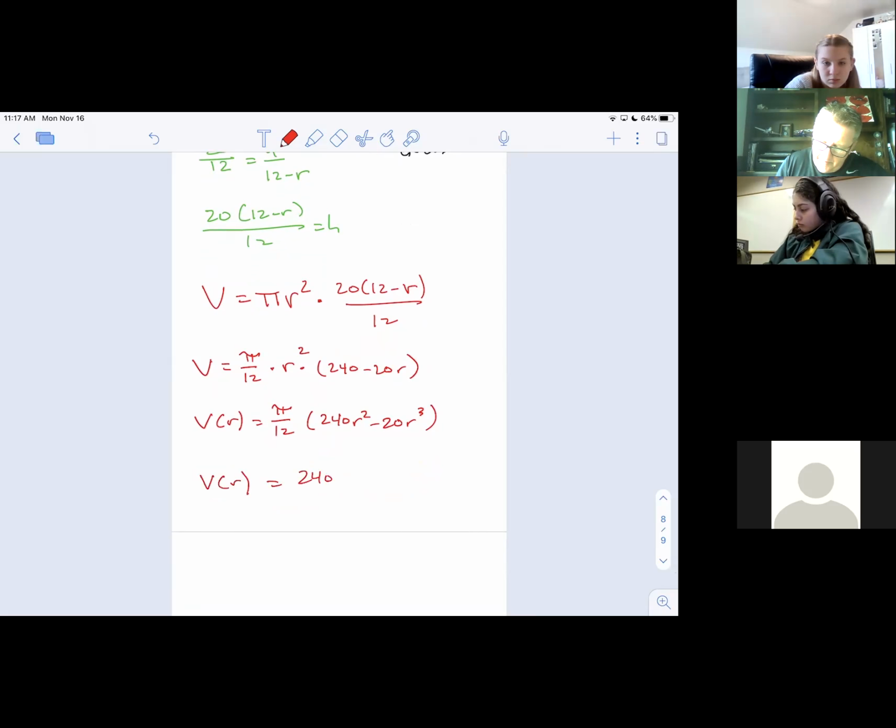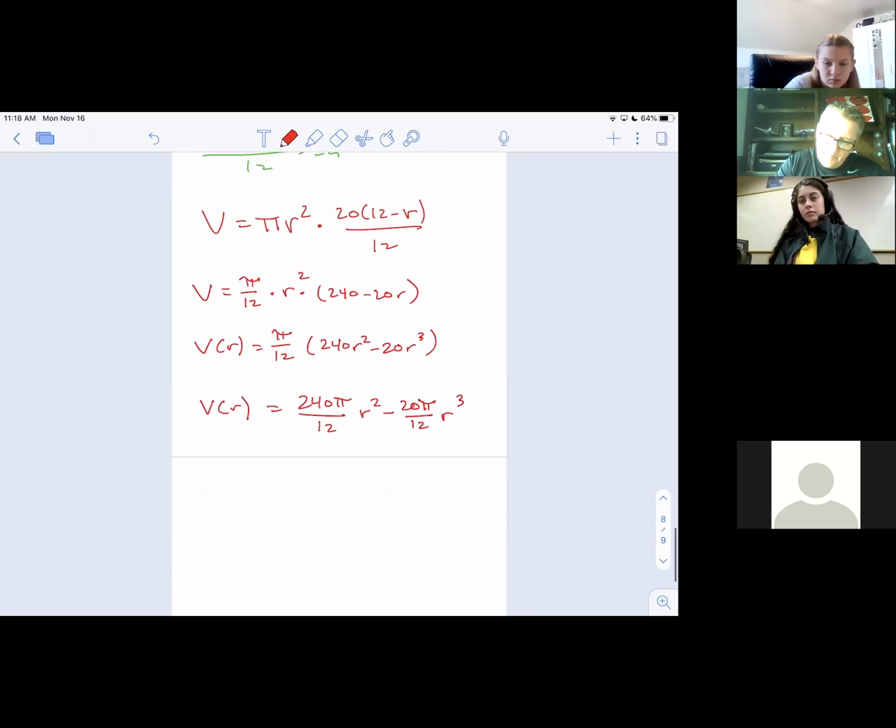I could simplify that too. 240 over 12 is actually just 20. But 20 pi over 12 doesn't simplify quite so nicely. Maybe you think it looks better like that. Well, now you're in a position to take its derivative and set it equal to 0.